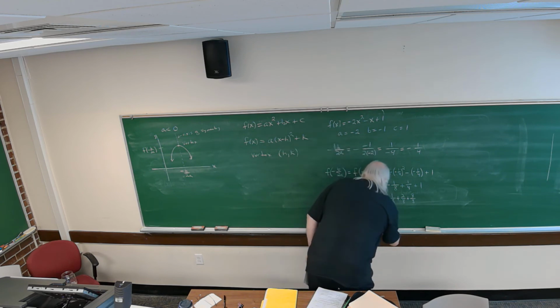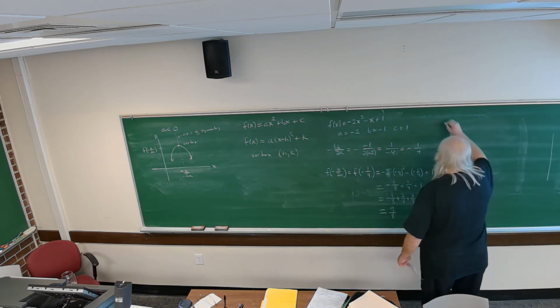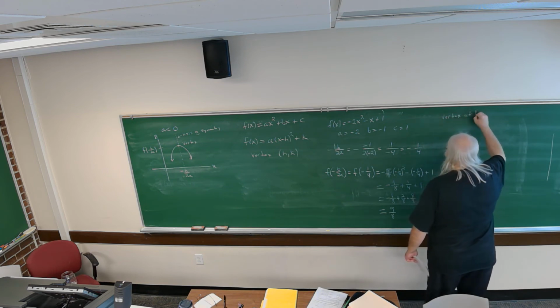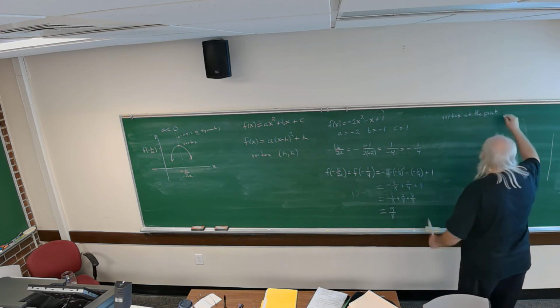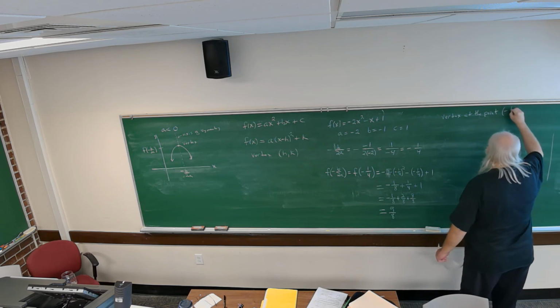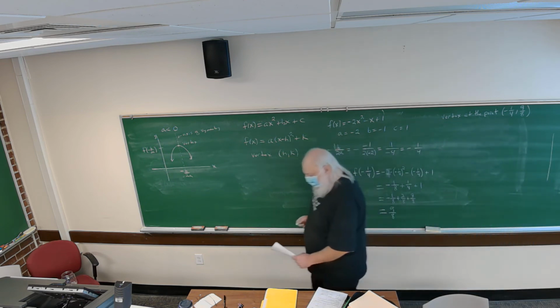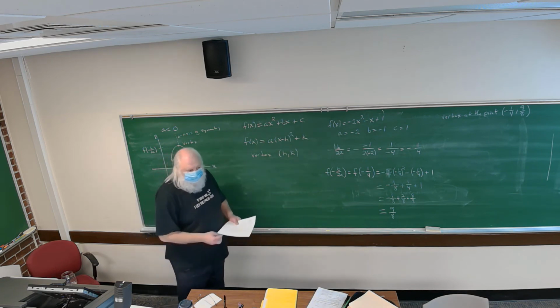So the y coordinate is 9/8 for the vertex. Okay. So the vertex is at the point -1/4, 9/8. Okay? And yes, you have simplified fractions. Okay?